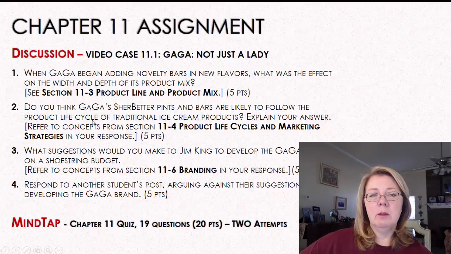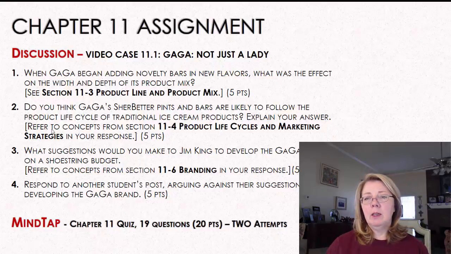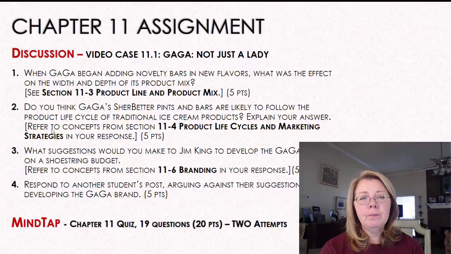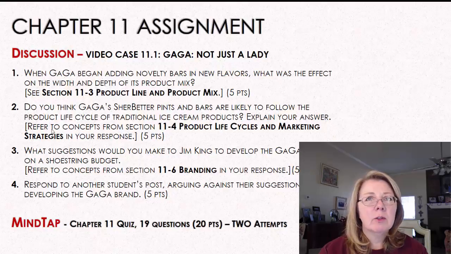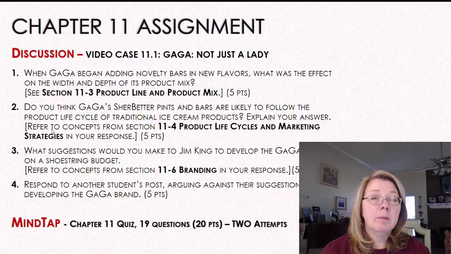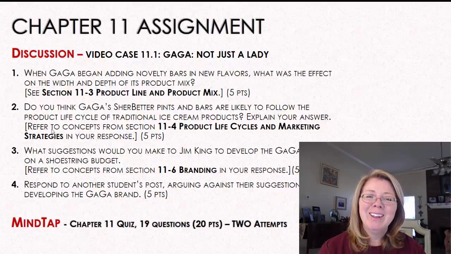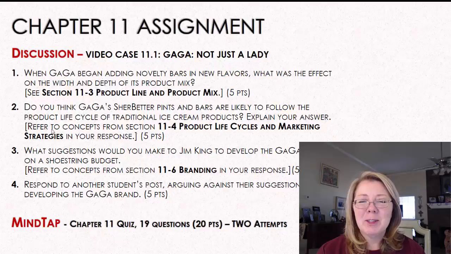Question 2 has to do with product life cycle. And so I want you to just speculate here. We've got a Gaga Sure Better brand, and then it's different somehow from normal ice cream. So I just want you to speculate on how the product life cycle for the different products might compare and how they might be the same or might be different. Anyway, so play with that.